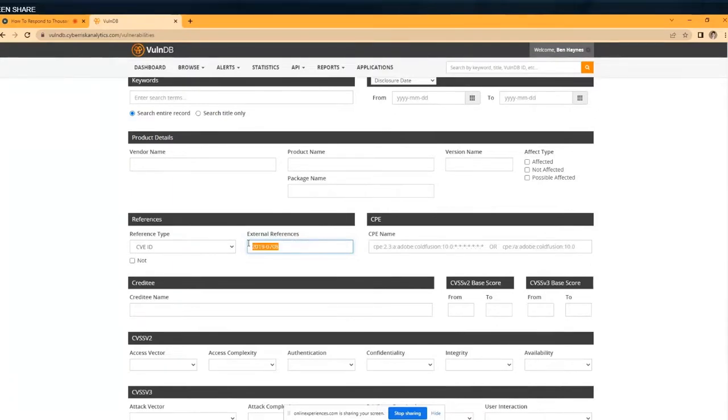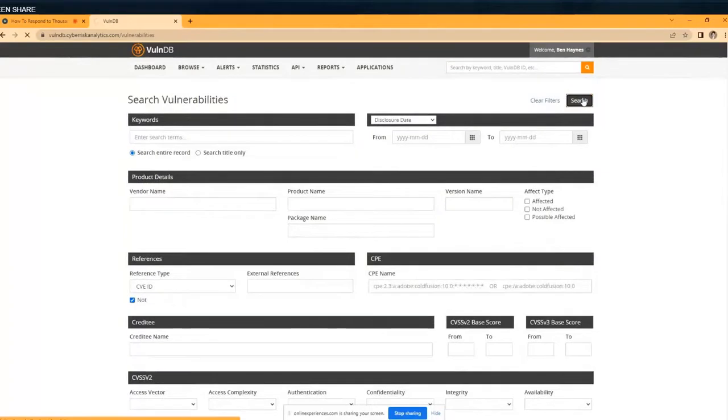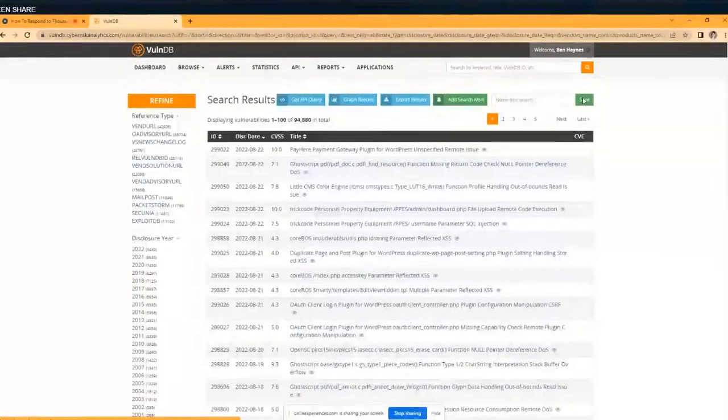I could do that. But what I could also do is say, show me things that don't have a CVE reference. So these are cases where it went all the way through our research process, passed through many sets of eyes and hands, and at no point in that process were we able to correlate a known vulnerability to a known CVE ID, right?